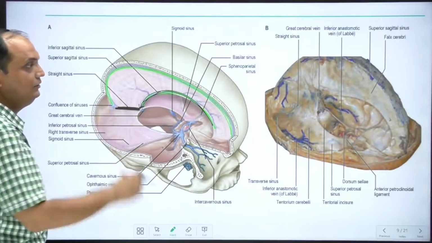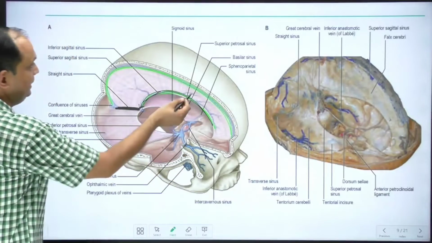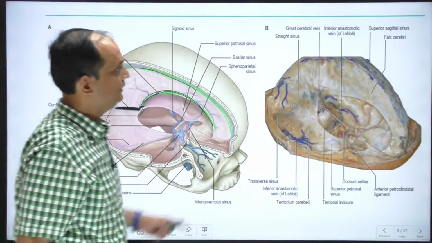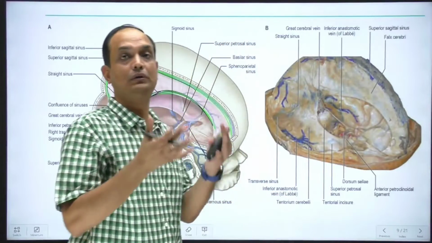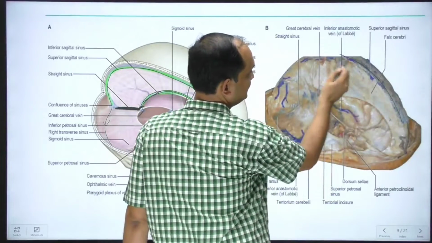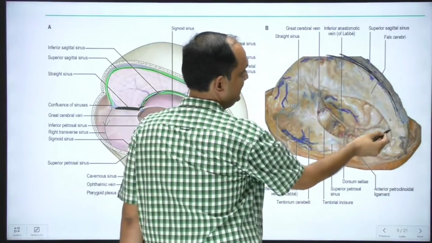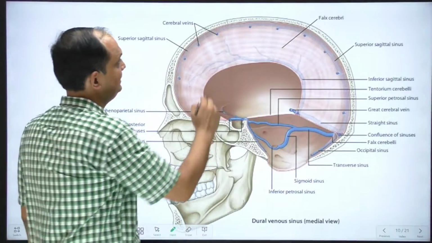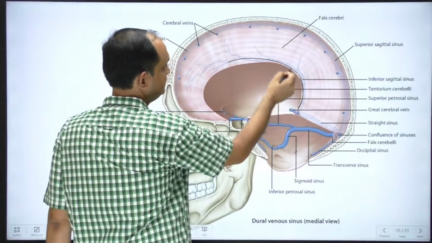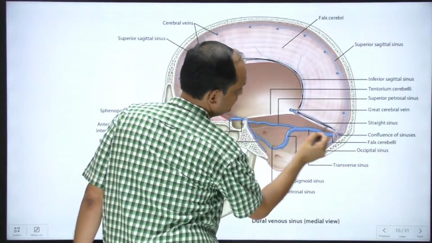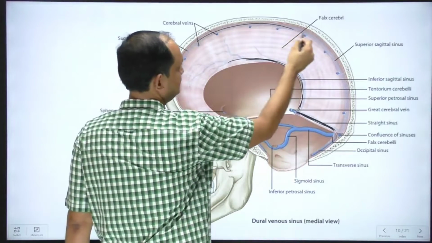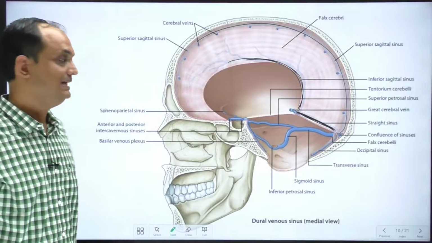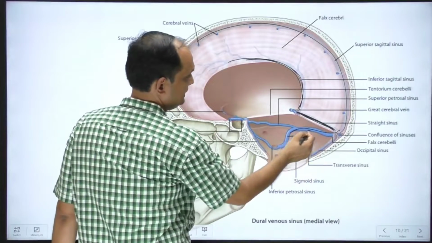Now this straight sinus continues on the left side as the left transverse sinus, while this superior sagittal sinus continues on the right side as the right transverse sinus. Now in this diagram you can see that we have taken out the whole dura mater, and in this fold of the falx cerebri you can see the superior and inferior sagittal sinuses. Now in this diagram you can see that this is more clear, the inferior sagittal sinus. This is the location of the straight sinus. Now this is the location of the superior sagittal sinus, and it continues on the right side as a right transverse sinus.